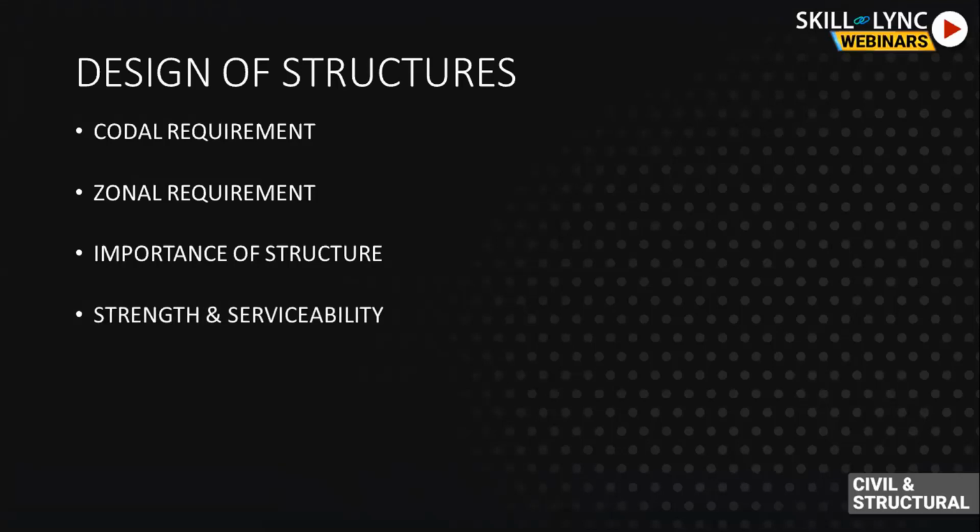Now, how do we design the structure? Just in layman's language, there are basically two things. One is the strength, second is the serviceability. What is strength? The structure has to carry the load and transfer the load to the ground, and it should not fail. That is the prime objective of a structure, and that's why design for a strength condition is very important. Now, the second condition is serviceability.